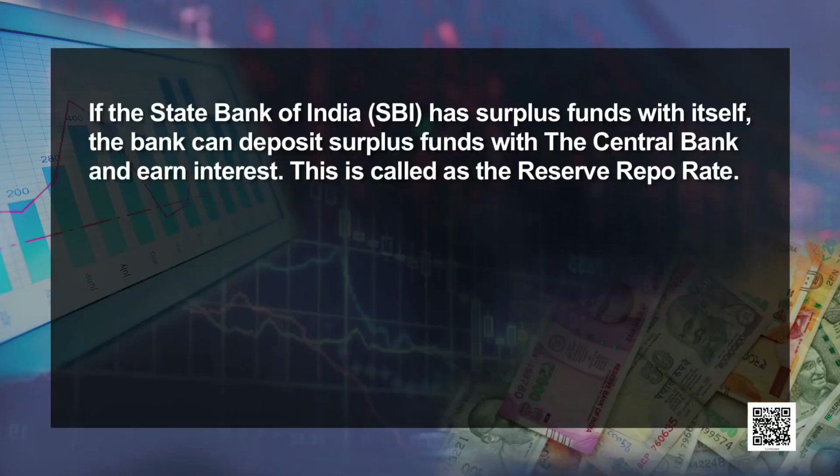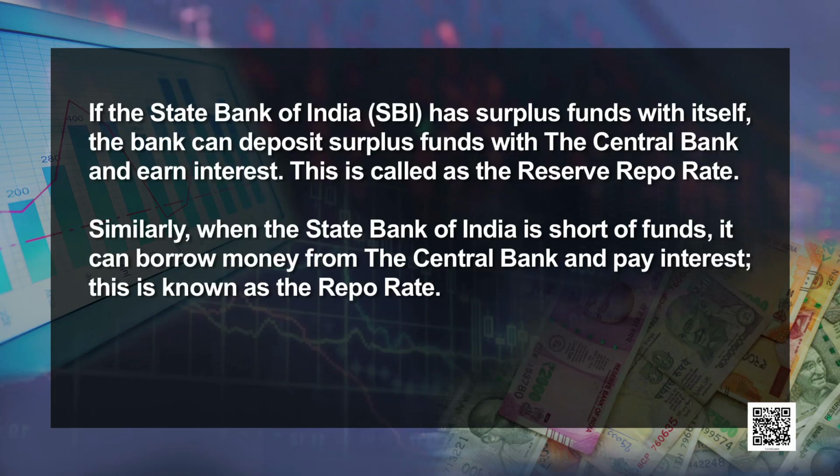Similarly, because RBI acts as a banker to commercial banks, it can also deposit money, it can also borrow money. That is, if State Bank of India has surplus funds with itself, it can deposit those surplus funds with the central bank and earn interest, this interest is known as reverse repo rate. Similarly, when State Bank of India is short of funds, it can borrow money from the central bank and pay interest known as repo rate. Both of these interest rates are for short term.